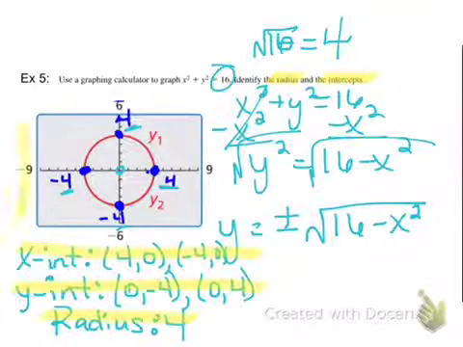There we go. Again, I would like for you to sketch that graph and label your intercepts so I know where they came from, and then write them down as well. X-intercepts, y-intercepts, and your radius. All right.